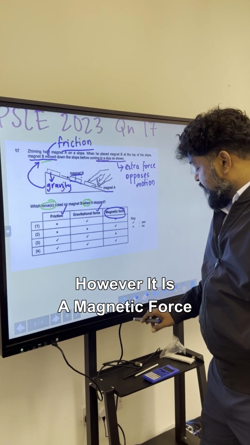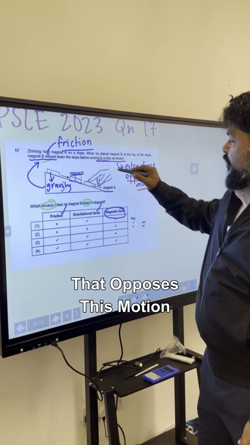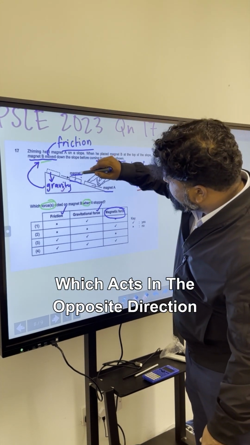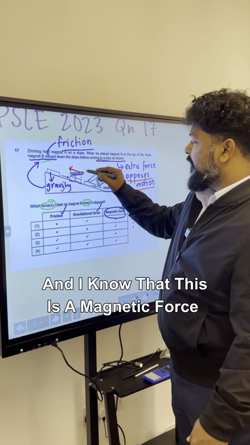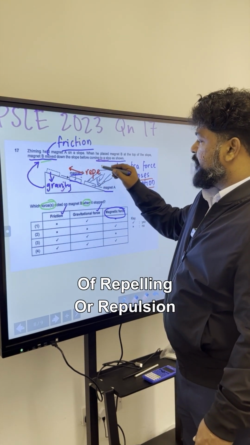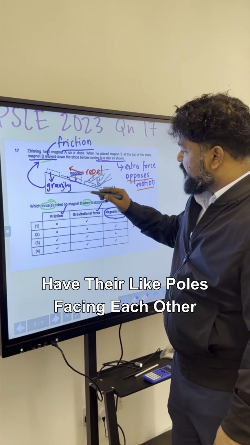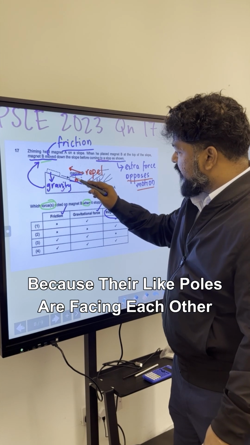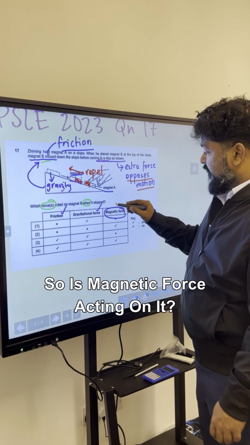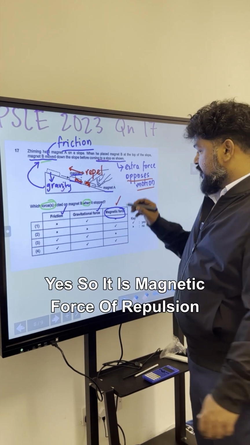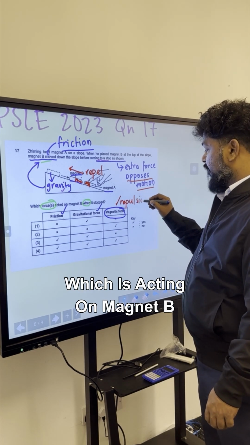However, it is a magnetic force that opposes this motion, which acts in the opposite direction. So it is pushing it upwards. And I know that this is a magnetic force of repelling, or repulsion. So these 2 magnets have their like poles facing each other. Because their like poles are facing each other, they start to repel each other. So is magnetic force acting on it? Yes. It is the magnetic force of repulsion, which is acting on magnet B.